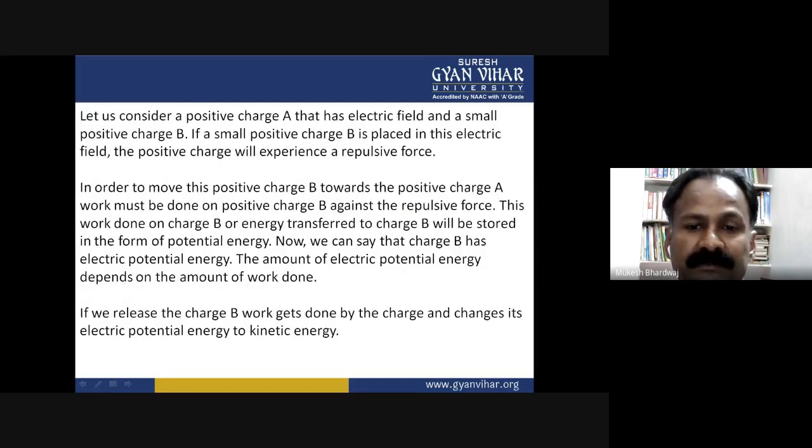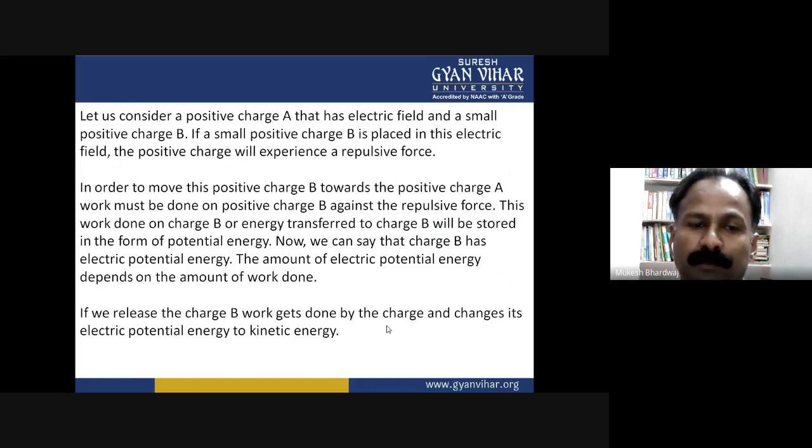Let us consider a positive charge A that has an electric field and a small positive charge B. If the small positive charge B is placed in the electric field, it will experience a repulsive force. In order to move this positive charge B towards the positive charge A, work must be done on charge B against the repulsive force. This work done on charge B, or energy transferred to charge B, will be stored in the form of potential energy. Now we can say that the charge B has electric potential energy.